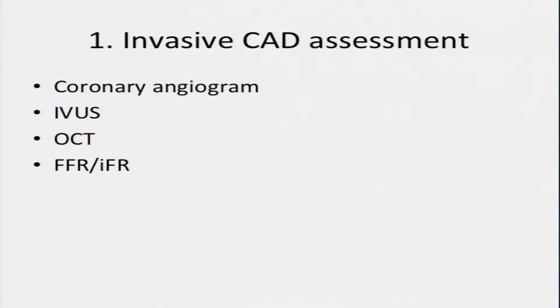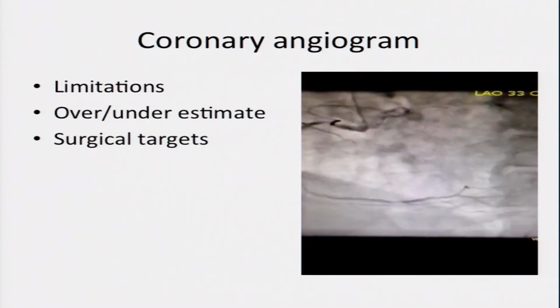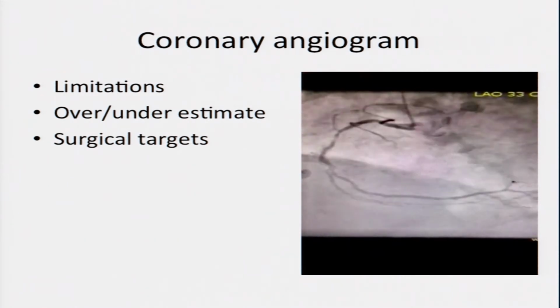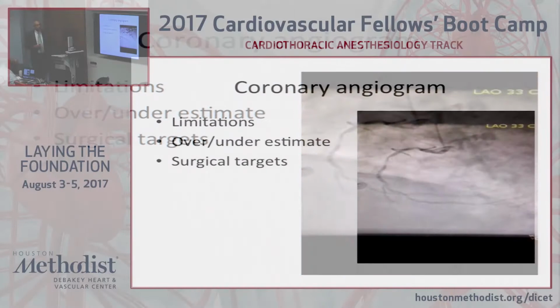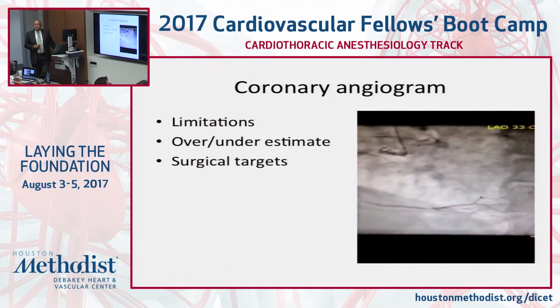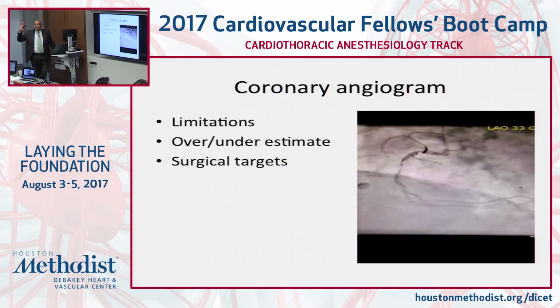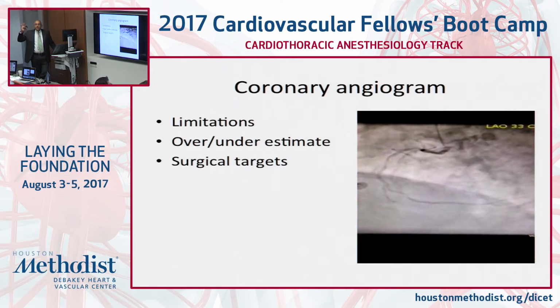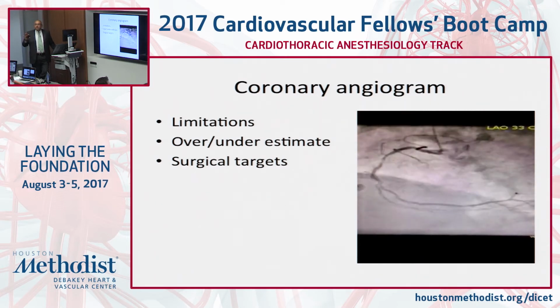So first is coronary angiography, IVUS, OCT, FFR, IFR. This is what we do in the cath lab to assess coronary artery disease. If you look at a coronary angiogram, the obvious things are obvious: LAD, RCA, circ. I'm not going to get into all those things. What is the number one limitation? Any guess? Coronary angiogram completely underestimates plaque burden.